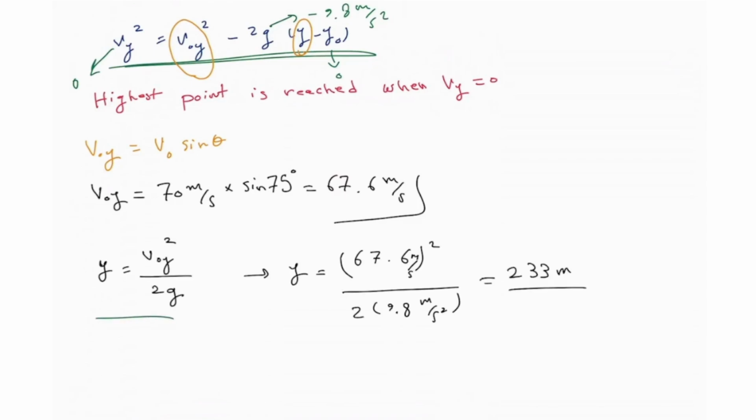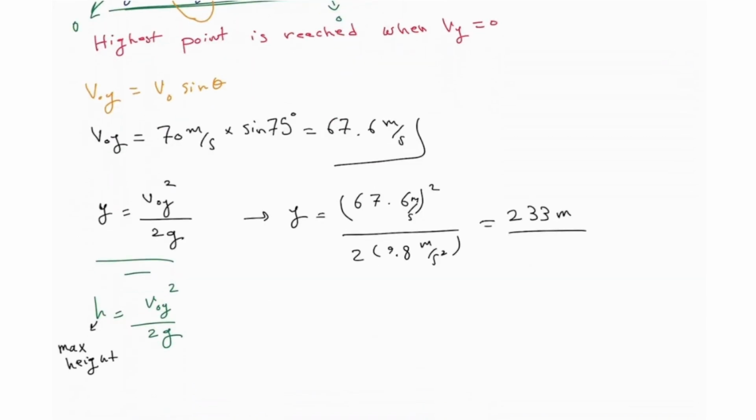Note that this expression, y equals V0y squared divided by 2g, which can also be written as h equals V0y squared divided by 2g, with h being the maximum height, is valid for any projectile motion where air resistance is negligible. So whenever you have a projectile motion question and the question wants you to find a maximum height that the object can reach, you can always use this equation to find a maximum height.